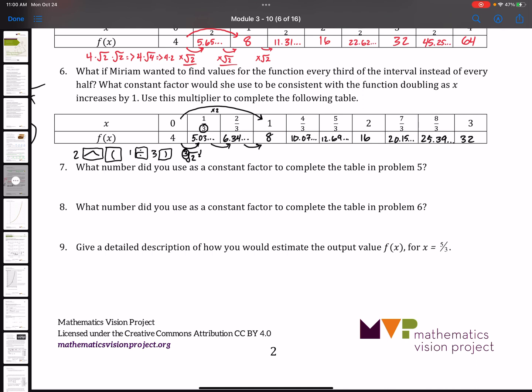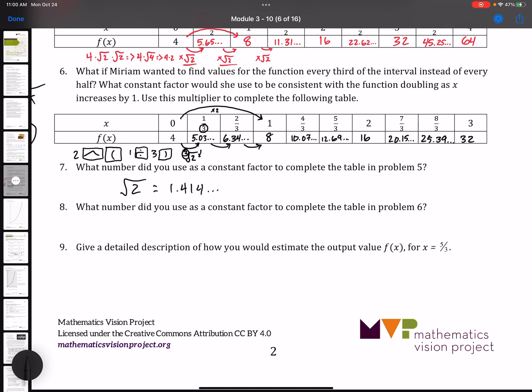The square root. So, what number did we use as a constant factor? You said the square root of 2? Yeah, I like doing the square root of 2, but then also writing the 1.414, and then let's just put an ellipses at the end of that too to say it was an irrational number that keeps going, right?